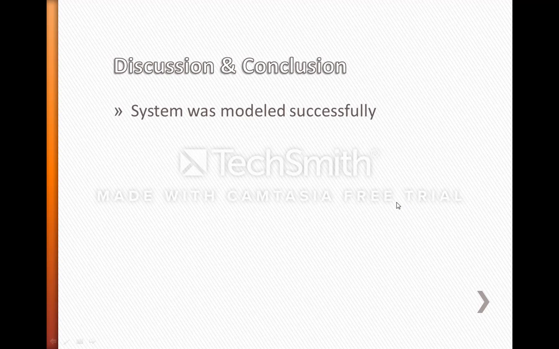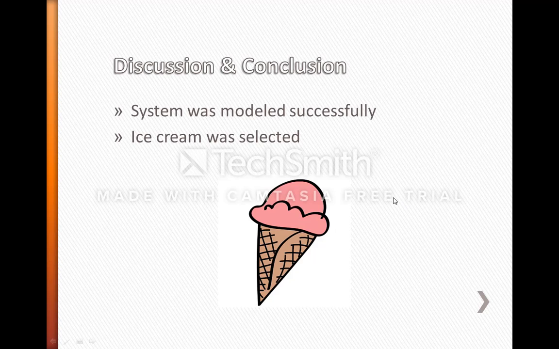So after reviewing the model and running it multiple times, the model is a success. Ultimately, entities or stimuli run through the model, and a decision is made. We saw ice cream was in fact selected, and we are able to determine that from the output that we just saw a moment ago.